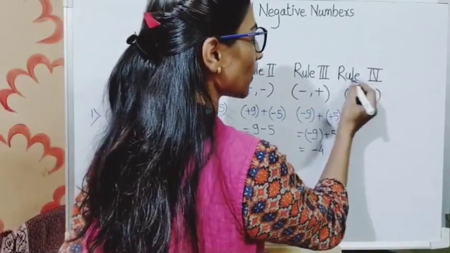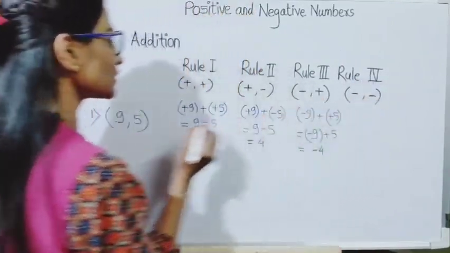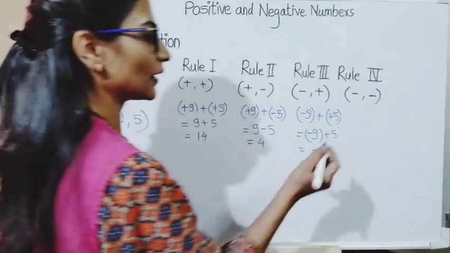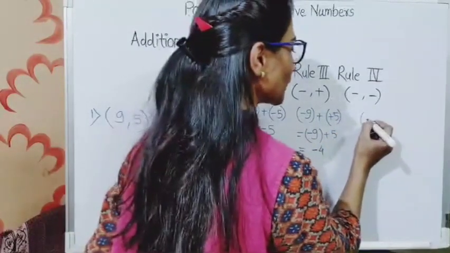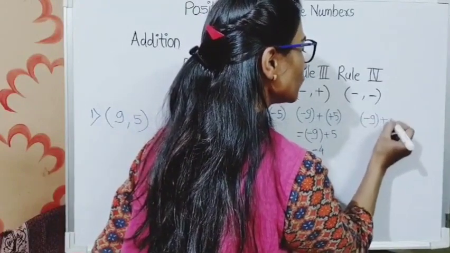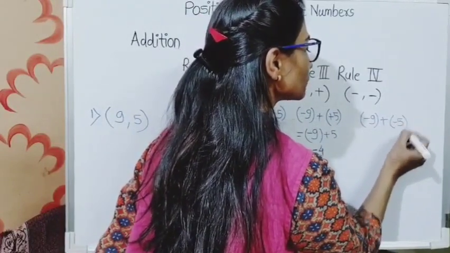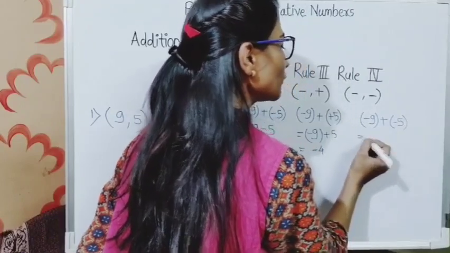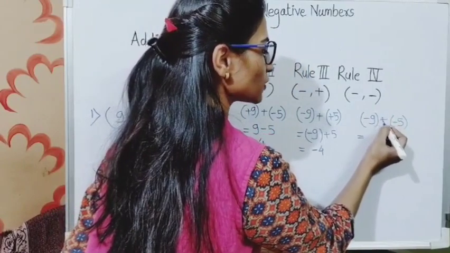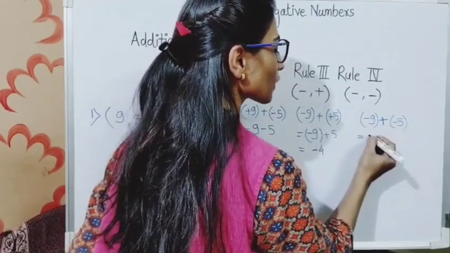Now we will talk about rule number 4, that is, both numbers are negative. When both numbers are negative, what will happen, that we have to learn now. Negative 9 when added to negative 5, then according to the rule there is no change in sign. This addition sign remains as it is.